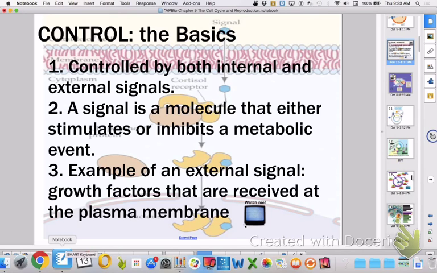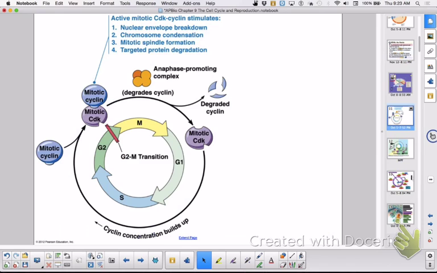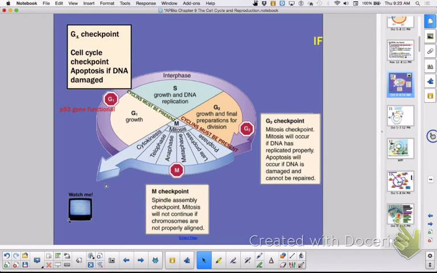Okay, so let's talk about the checkpoints. There are 3 different checkpoints, and the one that seems to be the most critical is the G1 checkpoint. And that makes sense to me because what follows G1? S. And what are you going to do in S? Make more DNA. So you don't want to spend your time making more DNA and wasting all those nucleotides if you're not planning on going through the process of cell division.